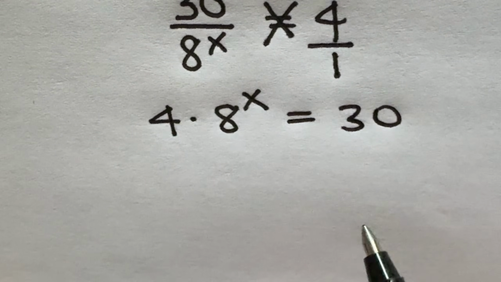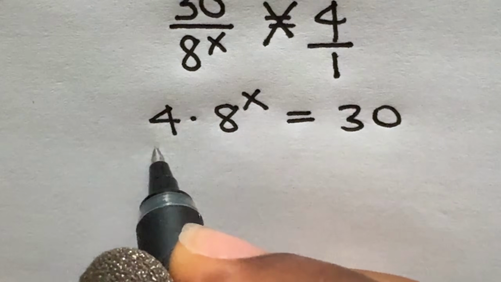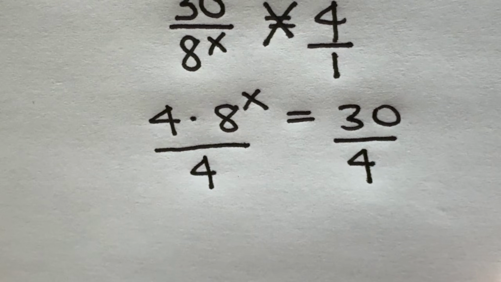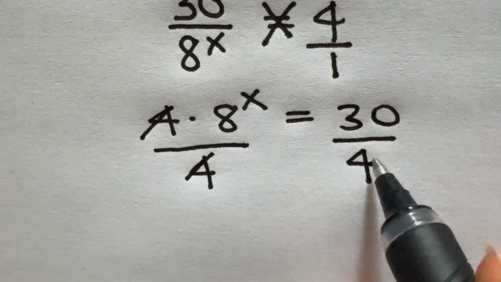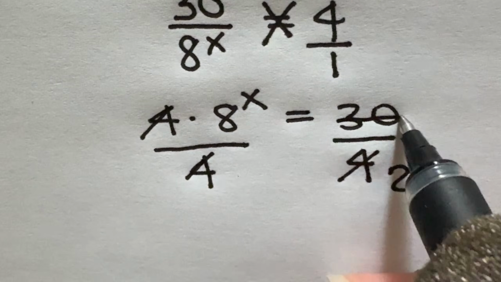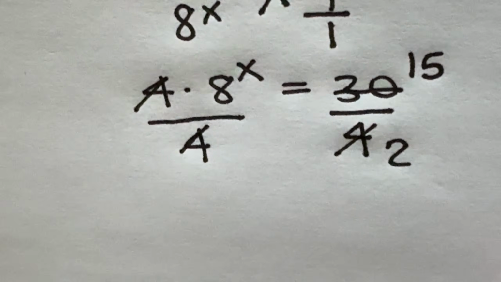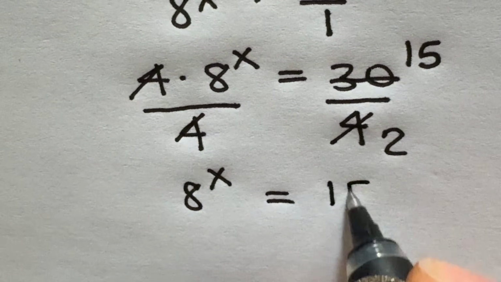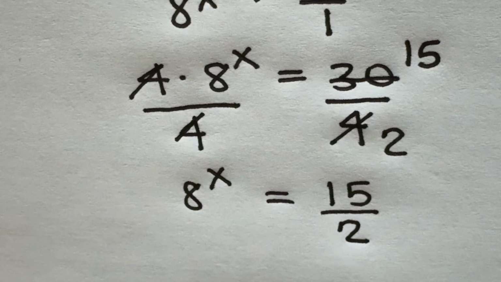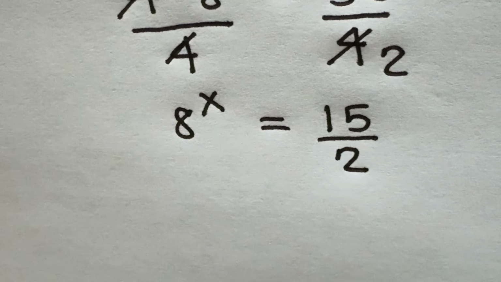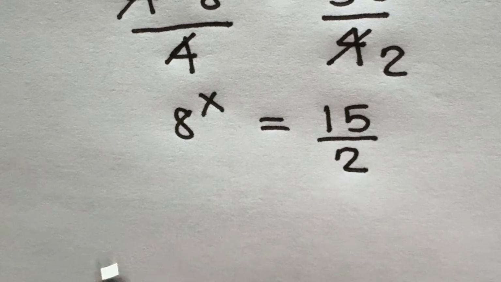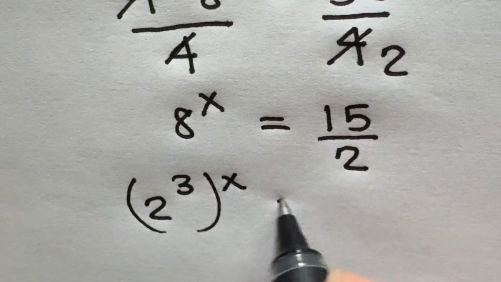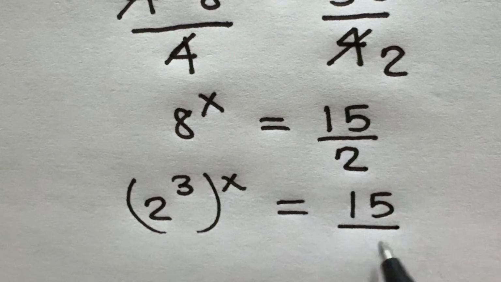There are a few things I can do here, but to retain x on the left, I will divide both sides by 4. So 4 cancels 4, 2 here is 2, and 2 here is 15. So I have 8 raised to power x is equal to 15 divided by 2. Eight here I can express as 2 raised to power 3, then raised to power x is equal to 15 divided by 2.